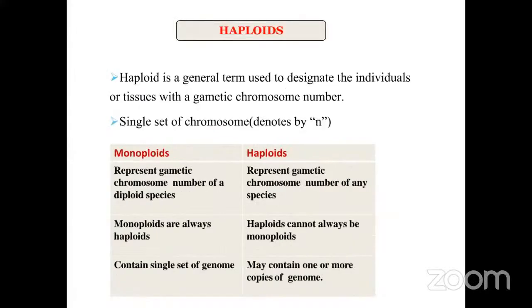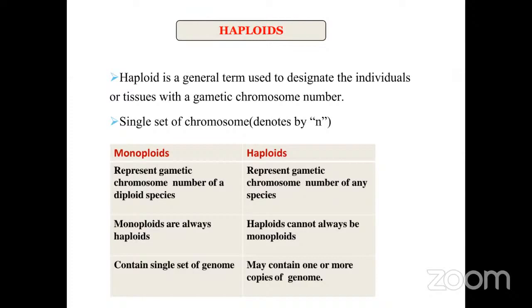The difference between monoploids and haploids. Monoploids represent the gametic chromosome number of a diploid species, whereas haploids represent the gametic number of any species. It may be polyploid. Wheat is a hexaploid. If wheat has the chromosome number 42, its haploid chromosome number will be 21.